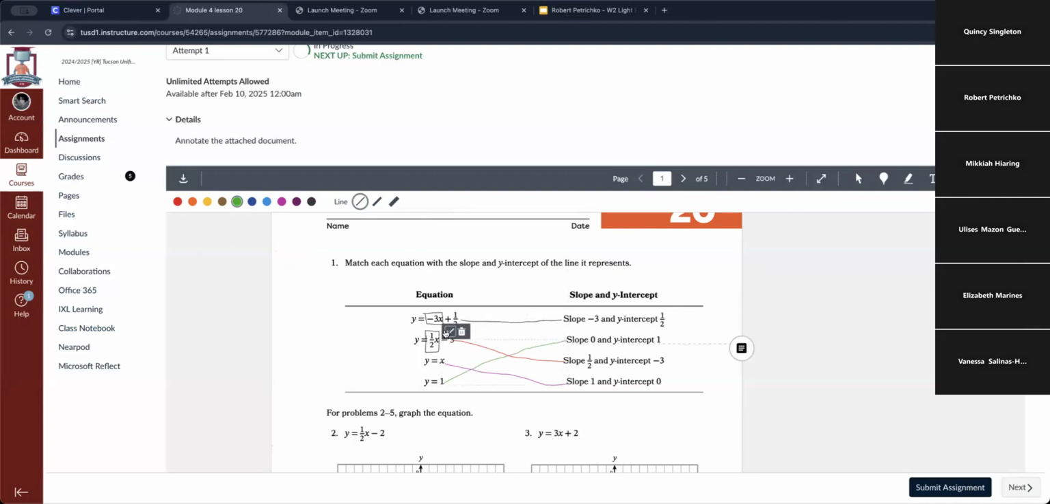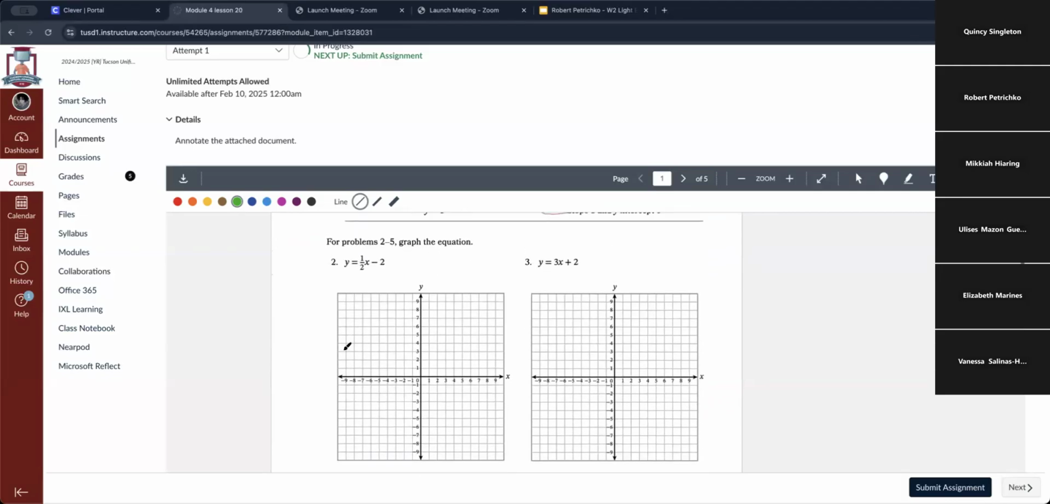Okay, y equals 1/2 x take away 2. So b is -2. B is where it hits the y-axis. So go to the y-axis and go all the way down to -2. All right. Now the slope is 1/2.